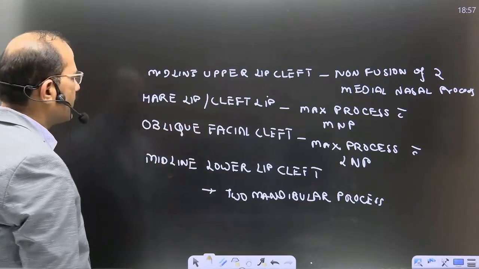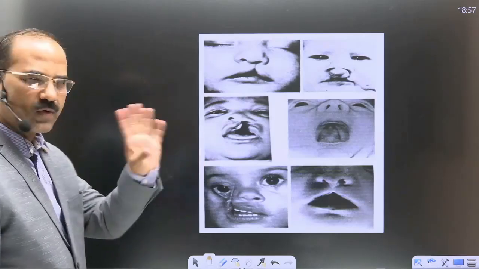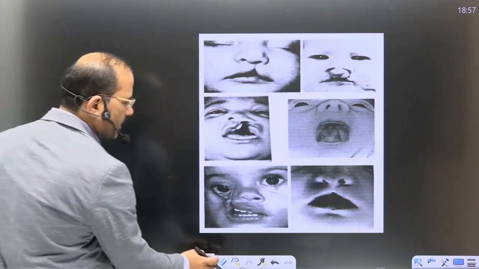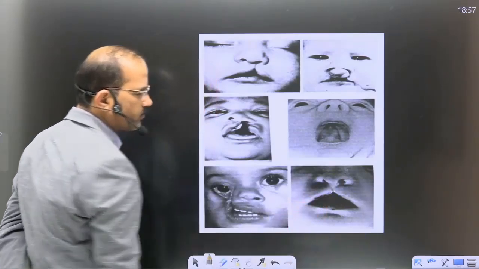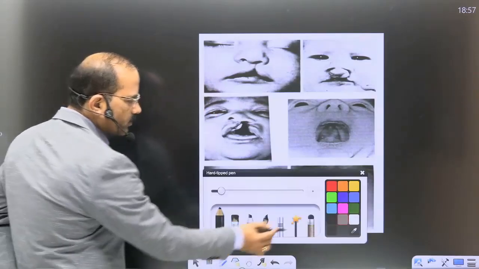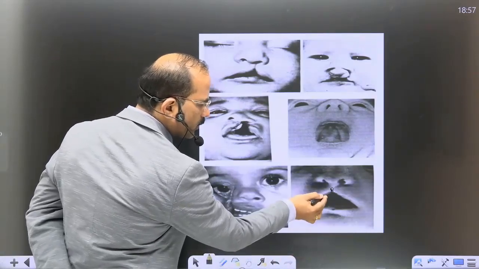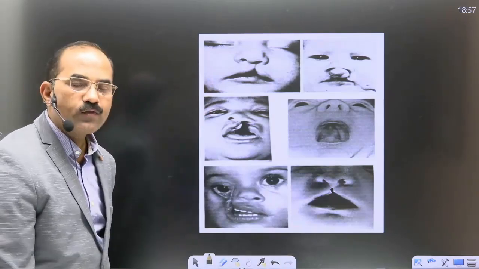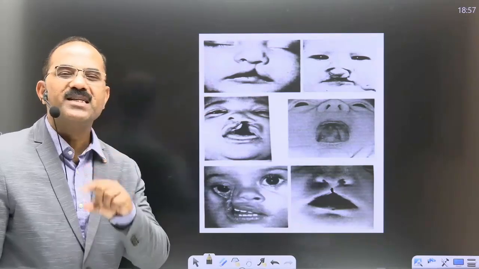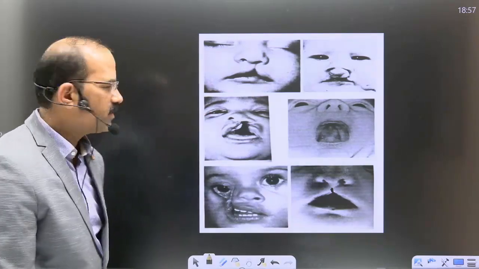Have a look at this slide and let me know if you can understand this. What is this cleft? This is a cleft which is formed in the midline, in the upper lip. Yeah, that's a midline upper lip cleft. Non-fusion of two medial nasal processes.